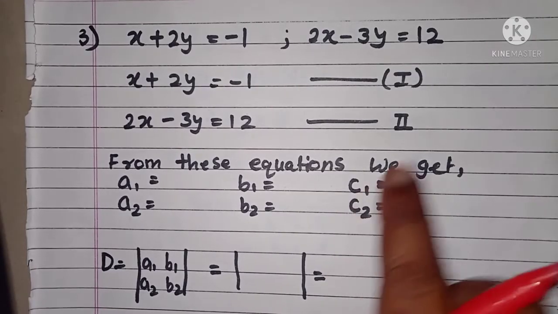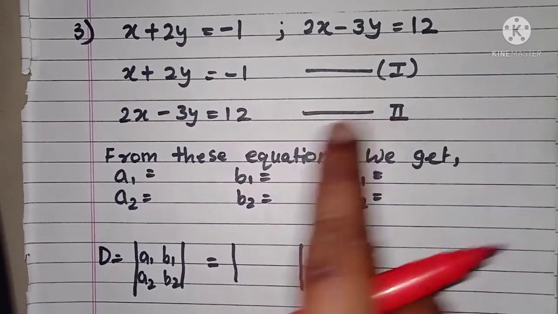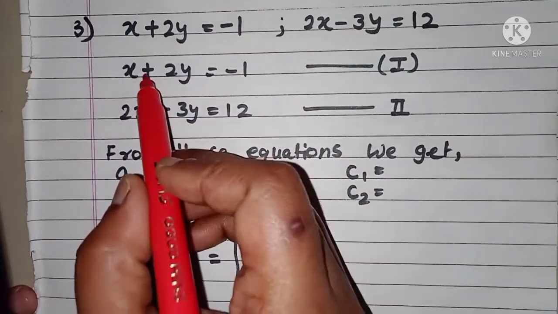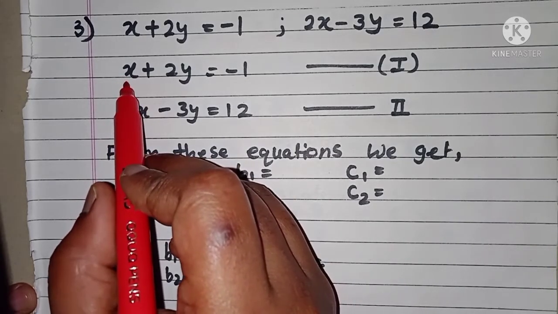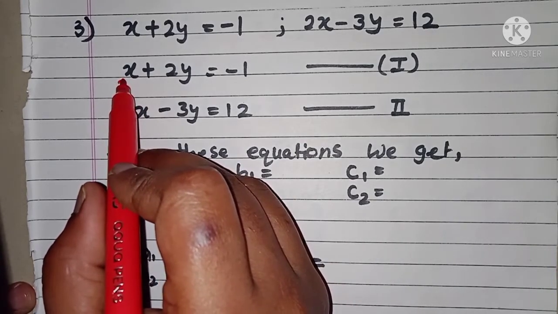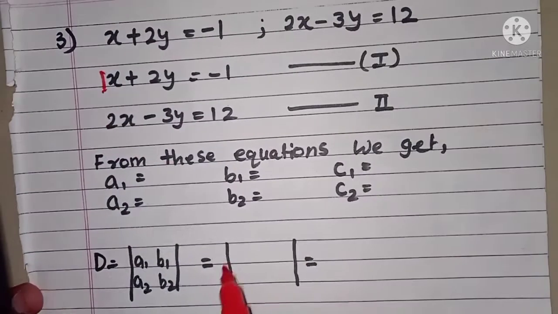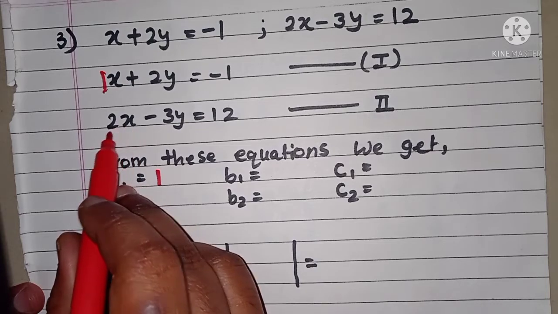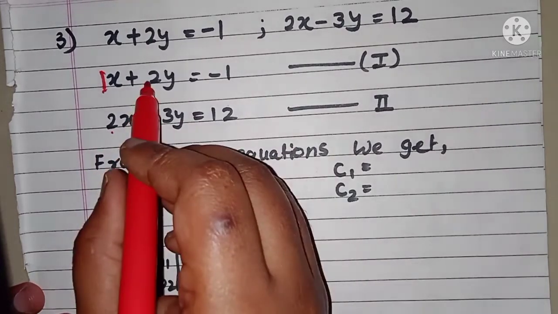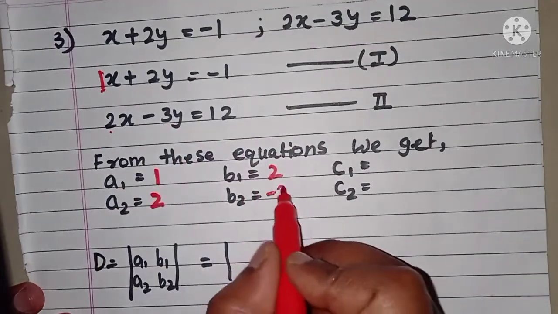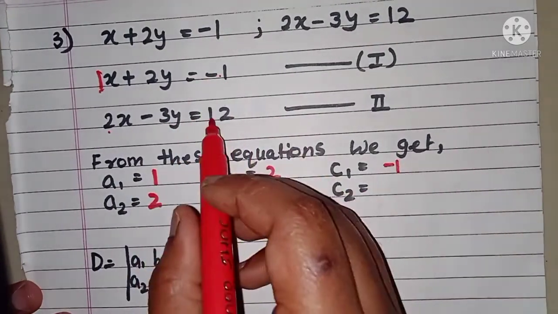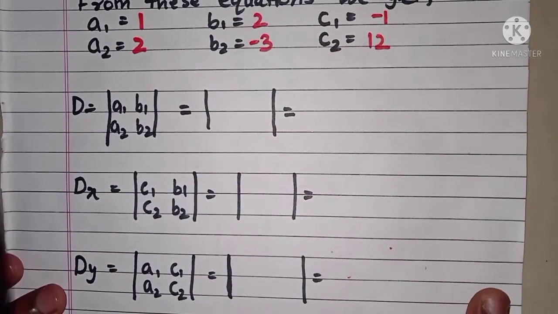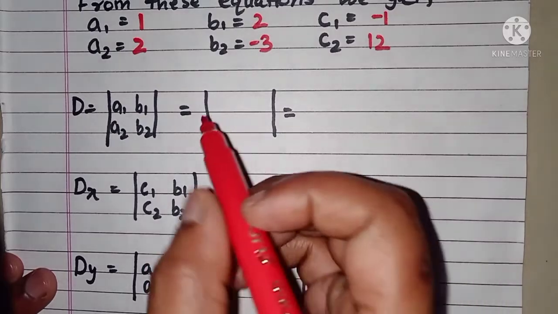Now your third sum, I gave this equation 1 2. From this equation we get a1. What is your a1? The coefficient of x. See, if there is nothing in front of x, that means it is 1. So your a1 will be 1, your a2 is 2, your b1 is 2, your b2 is minus 3. See the minus sign. c1 is minus 1, c2 is 12. I already wrote this format so that it will not waste your time, and we will continue.